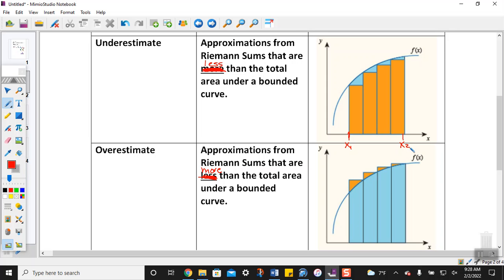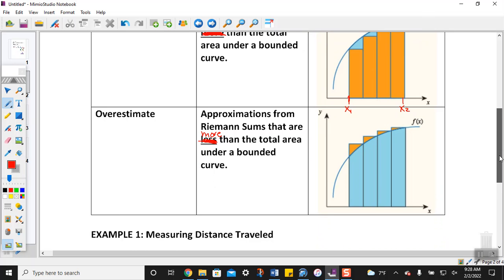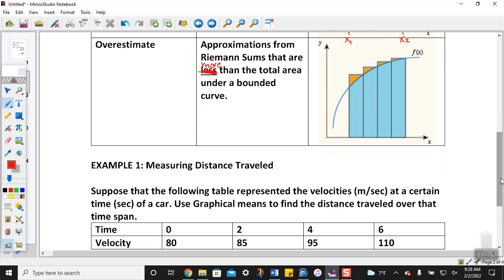Okay? Then take a look at the next one. Why is my next one an overestimate? Yeah, the bars are going up and over the curve bounded by the x-axis from, say, x1 to x2 here. Okay? So, by the way, is this a left or right-hand sum for that one? That would be a right-hand sum. Okay, very good.